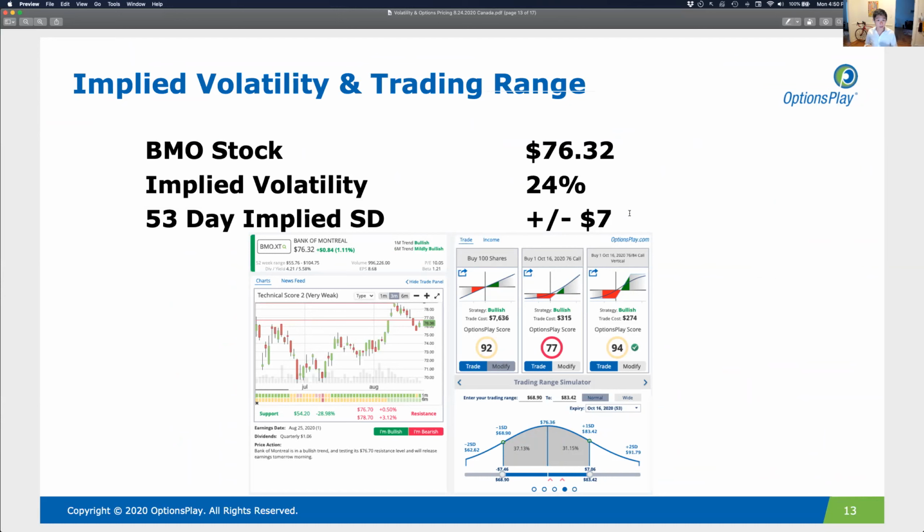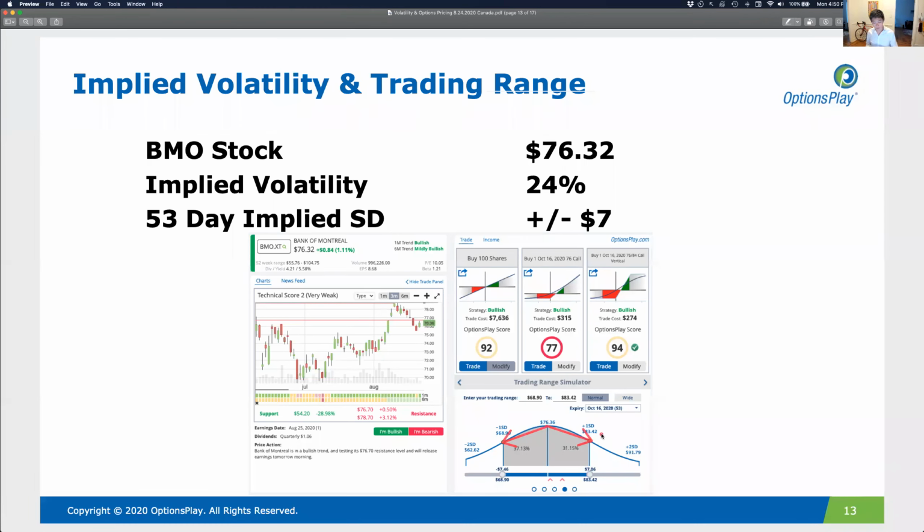Now, the call option here at the time was $3.15. That gave us a 53-day implied standard deviation move of plus or minus $7. So roughly $7 higher, roughly $7 lower. That's the expected move with a 24% implied volatility on a $76 stock.